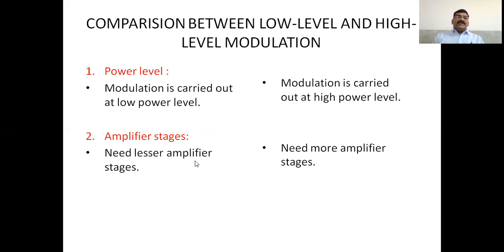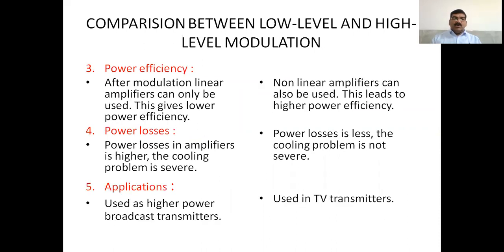Amplifier stages: the low level needs fewer amplifier stages, since whatever amplifier is used before the modulation requires fewer stages. But here power amplification is done, so you require a Class C power amplifier also. Here I have put only the points, but you should mention it in detail if the comparison is asked. The Class C power amplifier is used in addition to the Class AB amplifier, so here the amplifier stages are more.